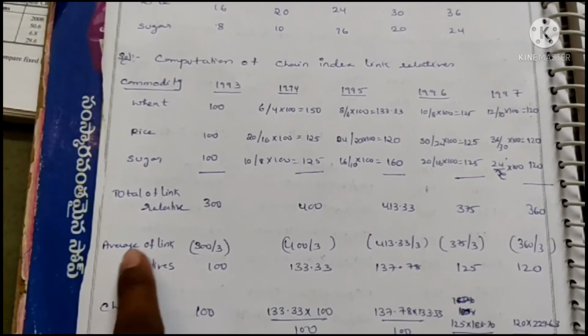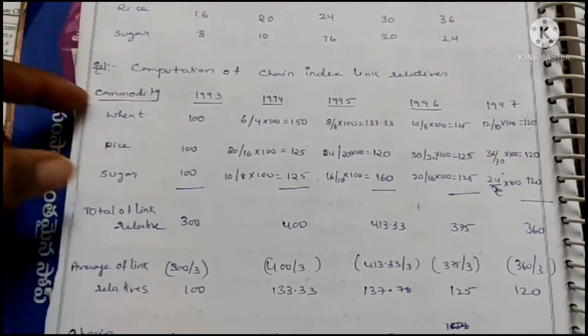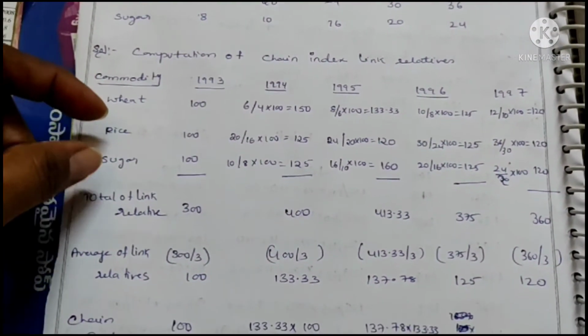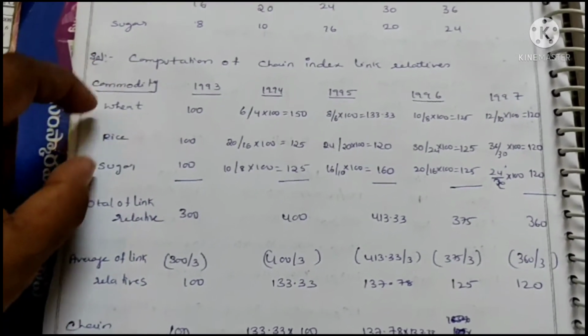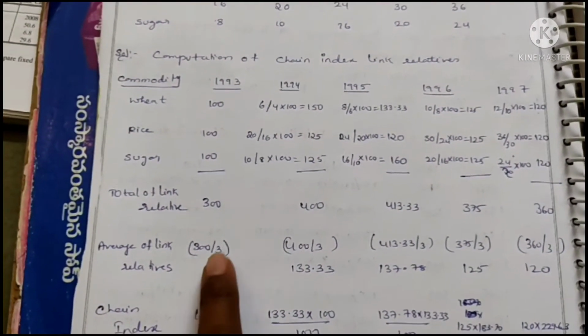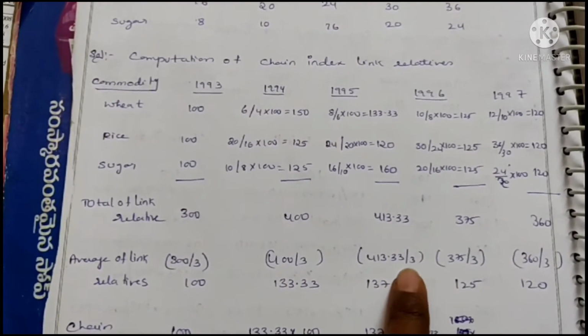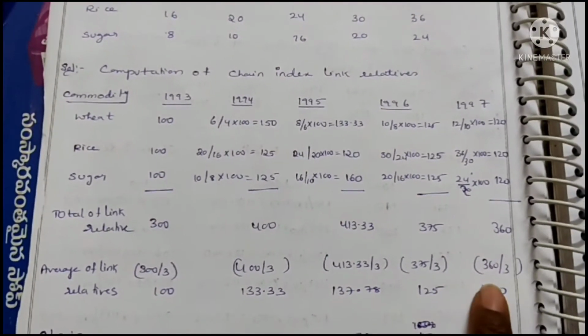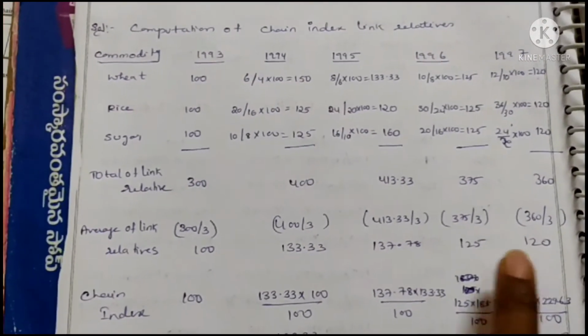Now what do we have to do? We have to take the average, because regarding three commodities, wheat, rice and sugar, he has given. So we divide by 3: 300 divided by 3, 400 divided by 3, 413.33 divided by 3, 375 divided by 3, 360 divided by 3. So you got these values. Now we have to calculate the chain index.